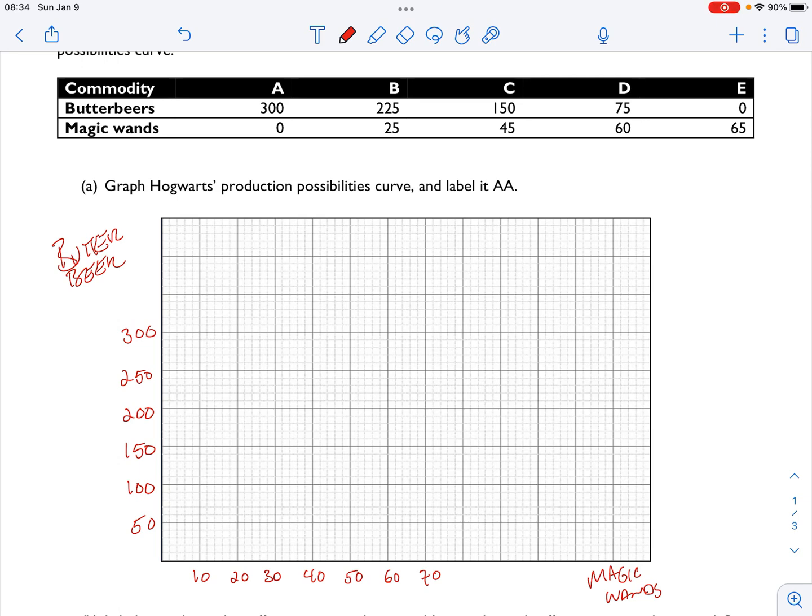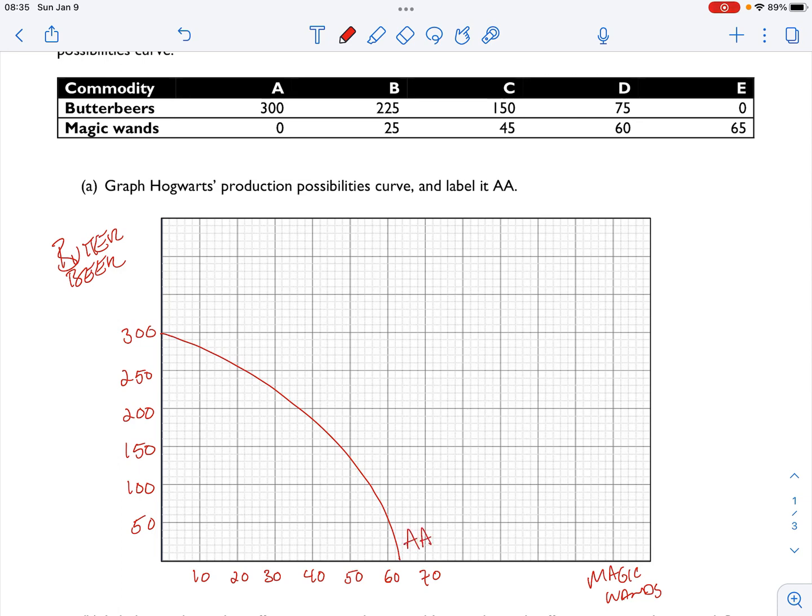Now, all you have to do is go through and for each of the combinations, plot the point. You don't have to be too precise here, but you do want to be careful to make sure that your PPC is correctly shaped. I won't take the time to do that. I don't think that's absolutely necessary. If you need help, come see me. But what we're going to end up with here is a production possibilities curve. And I'm going to be careful here. A production possibilities curve that is going to be outward bowed. It's not perfect, but it'll do a good job for us. There we go. There is our AA.